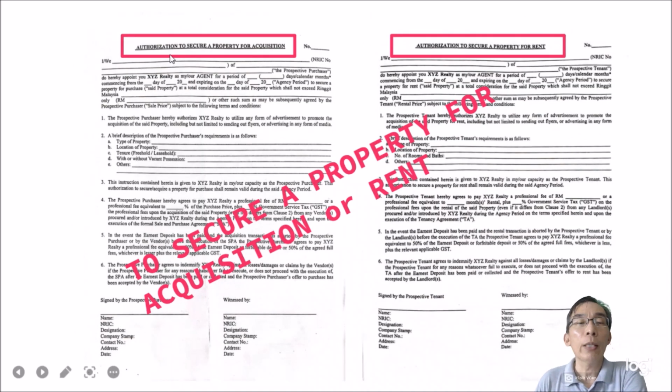So the other one is the authorization to secure. That means appointing the agency firm to look for a property, to secure a property for acquisition, to buy or to rent. Similarly, also signed by the prospect tenant or prospect purchaser. So this prospect tenant or prospect purchaser gives the agency this document to say that I am engaging you, I'm appointing you to represent me, as in agency contract, represent legally, to work on a specific scope, to look for a property, and I will pay you a certain amount of professional fee and the details.